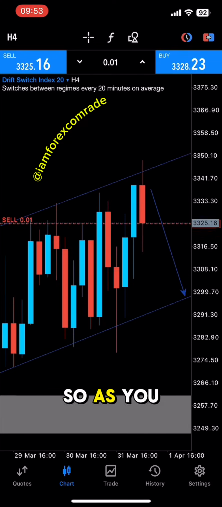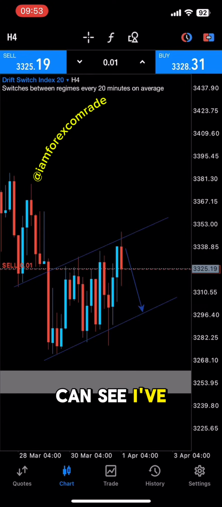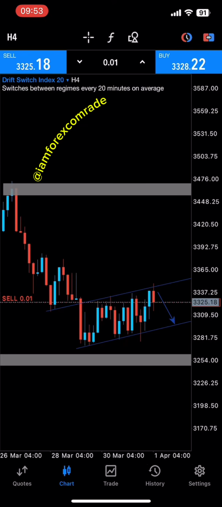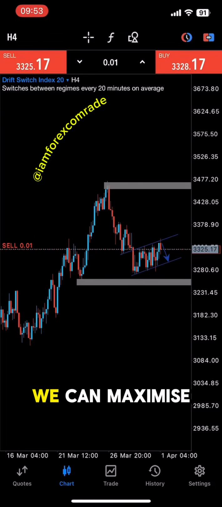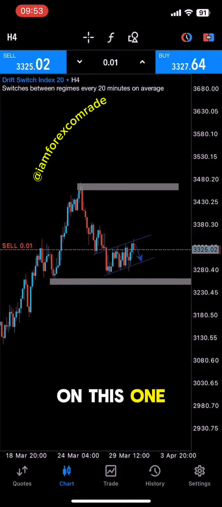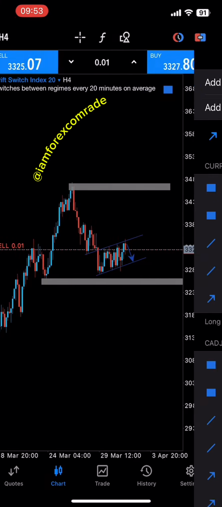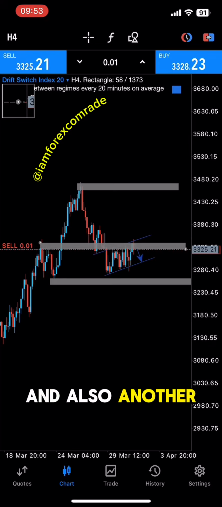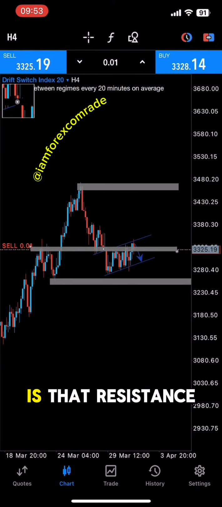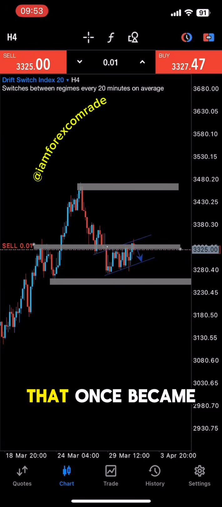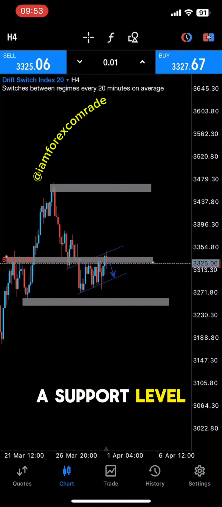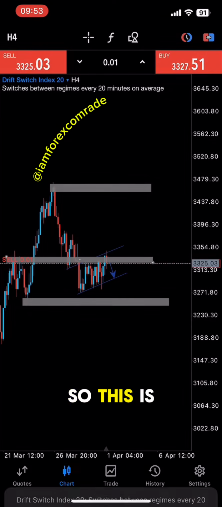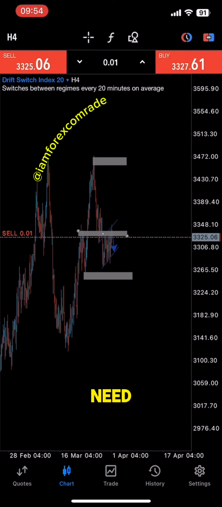As you can see, I've executed the market, and let's see if we can maximize on this one. Also another point to note is that resistance that once became a support level. So this is basically all you need.